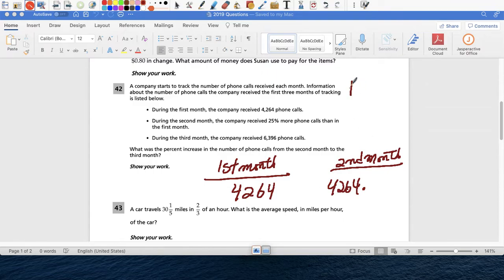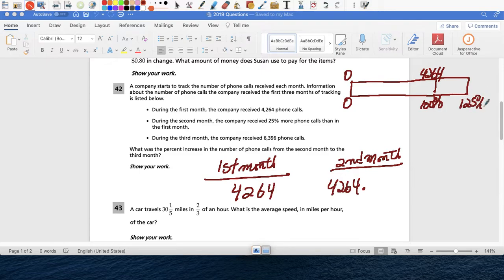So think about, I'm going to go back to my box that we used to do. Here's 0, here's 100%. Here's 0 calls, and it's 4,264. Now, we add 25% more. Here's your 25%. So now this becomes 125%. So what are we multiplying by? We're multiplying 4,264 times 1.25, which gives us 5,330. So second month, that's how many phone calls we received.